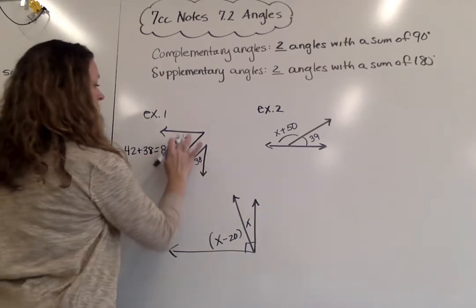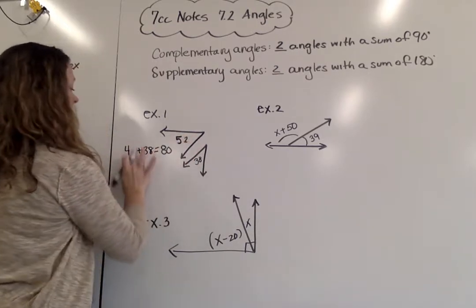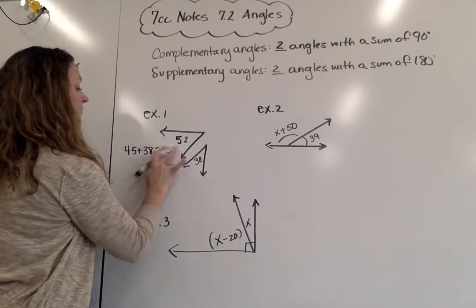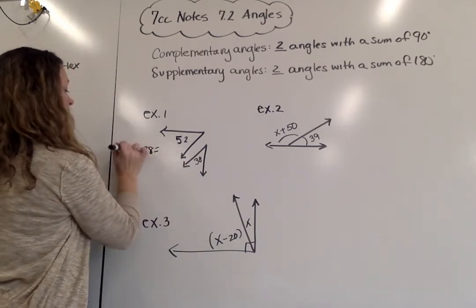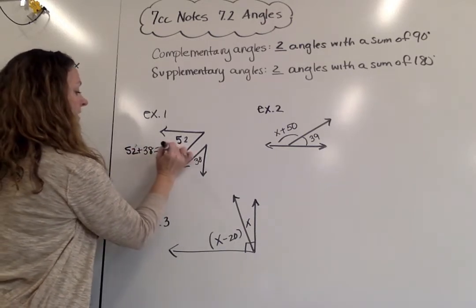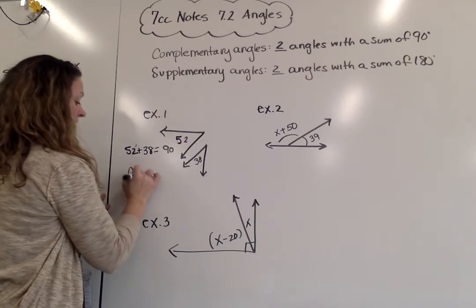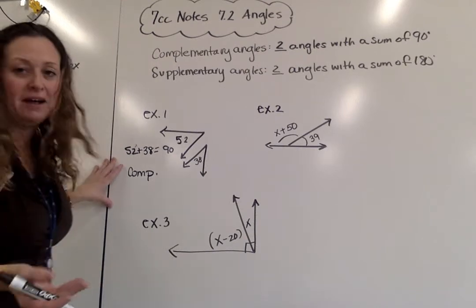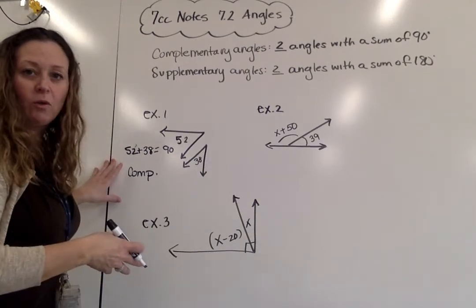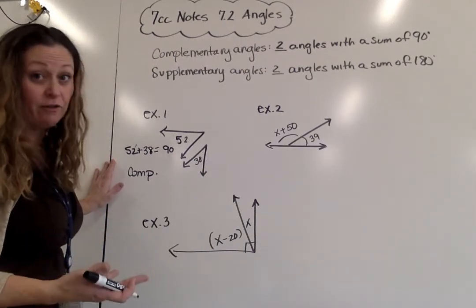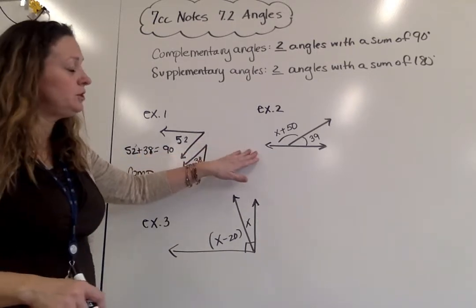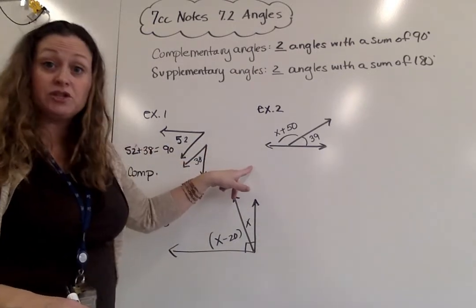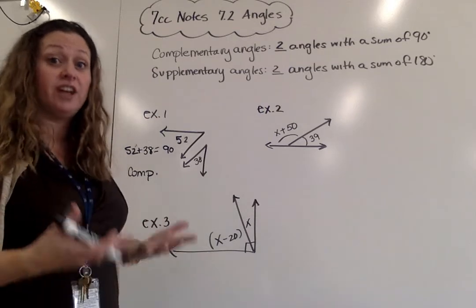Let's change this. I think this is 52. 52 plus 38 ends up equaling 90. Therefore, I can indicate that these are complementary angles. It's very possible that it won't add up to 90 or 180, and therefore you would call it neither.